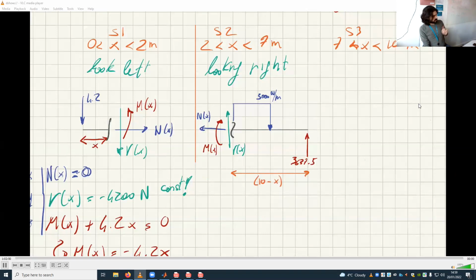Okay, but I need another distance yet, because if I need to find the equivalent force of this load, I need to find how much is this distance here. How much is that?